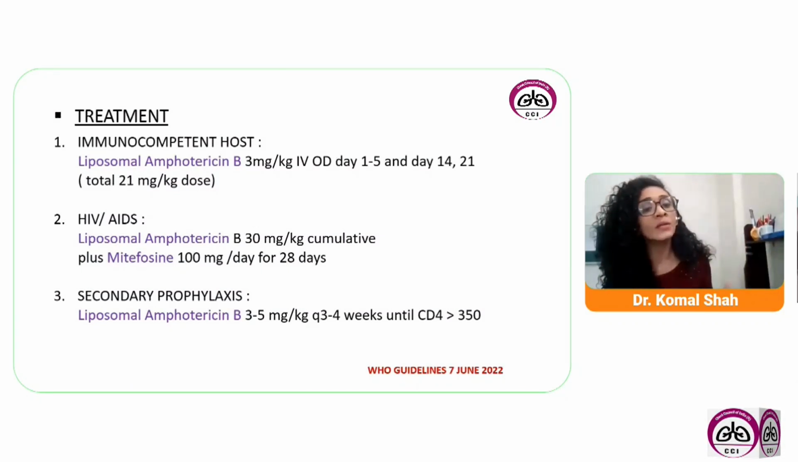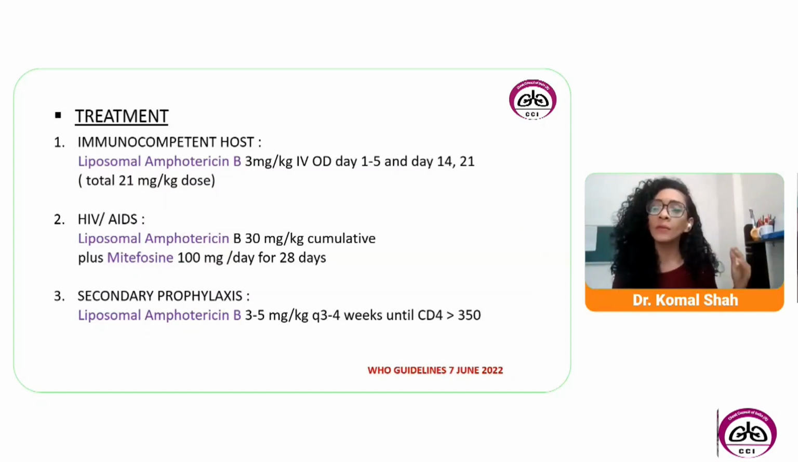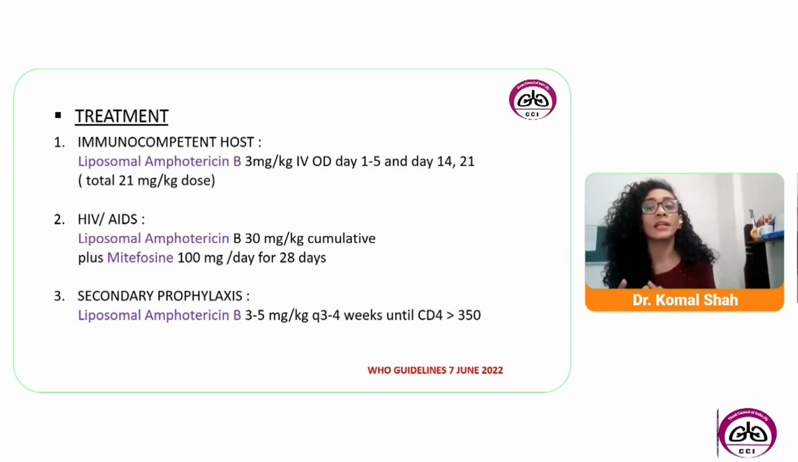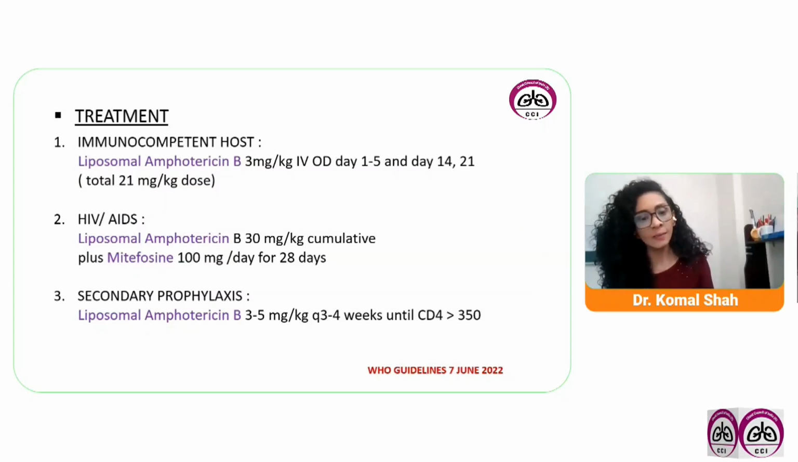In immunocompetent hosts, liposomal amphotericin B 3 mg per kilogram IV OD on day 1 to 5, that is for 5 days, followed by day 14 and day 21, that is total 7 doses, total cumulative 21 mg per kilogram. If the patient is immunocompromised, we have to give liposomal amphotericin B cumulative 30 mg per kilogram dose for a total of 6 days, plus miltefosine 100 mg per day for 28 days.